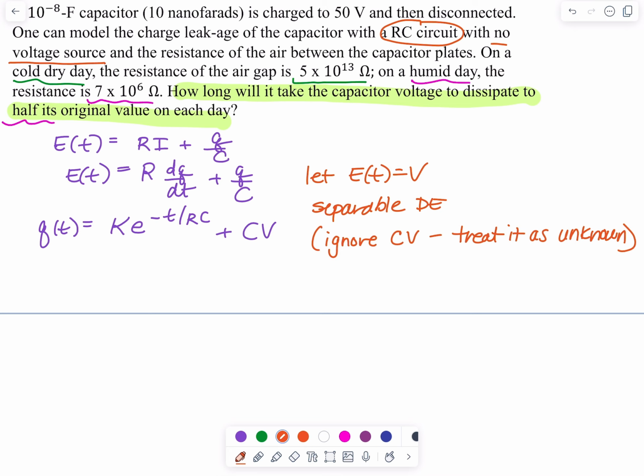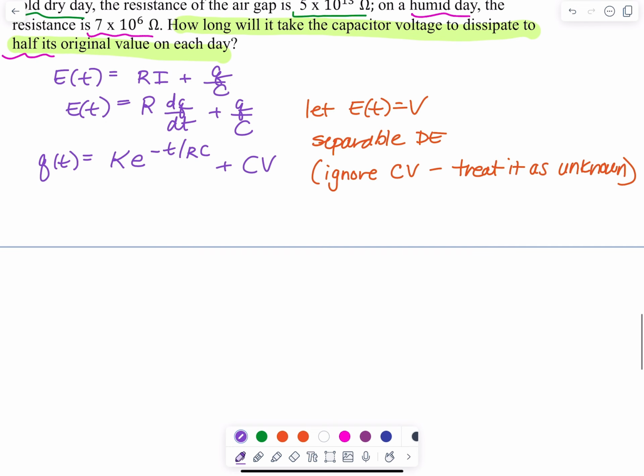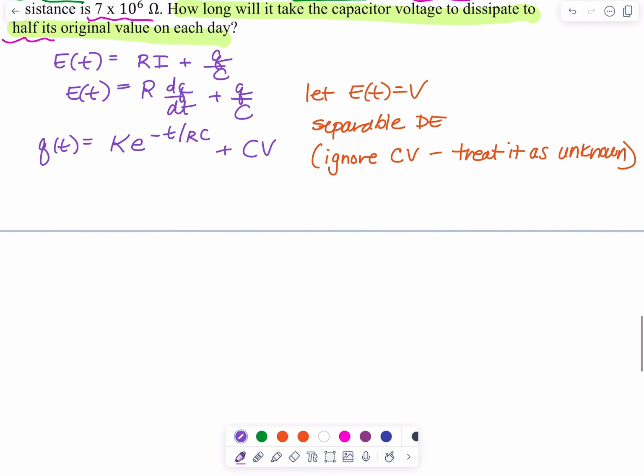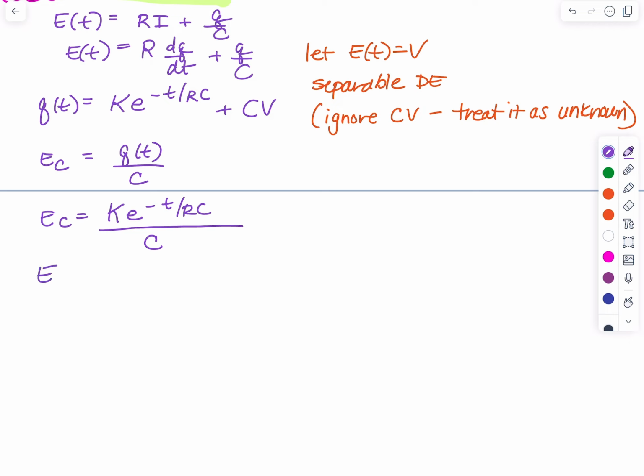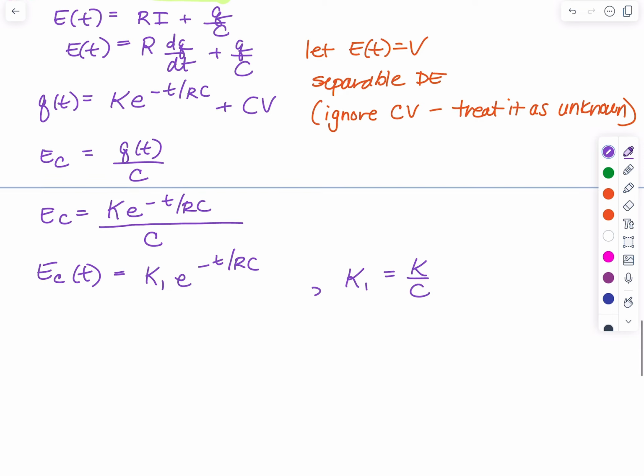It will make things a lot easier. So now we have that the voltage drop across the capacitor is equal to Q of T divided by C, and that's equal to K e to the negative T over RC, which we have above, divided by C. So we have the voltage drop across that capacitor at any time t is equal to, and let's call this a new constant, K sub 1 e to the negative T over RC. And here we have K1 is K divided by C.